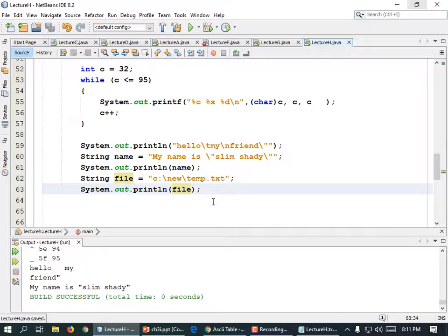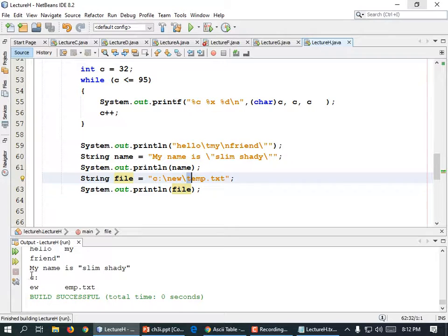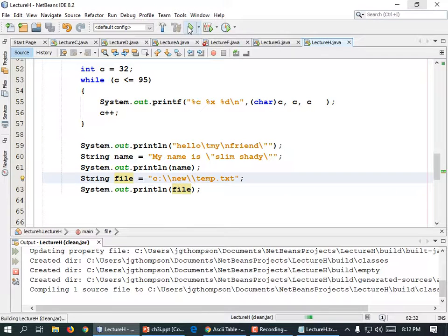It's not going to print what we want. Why? Because that's going to be treated as a new line, and that's going to be treated as a tab. So it did not print out c:\new\temp.txt. Instead it printed all that, which is not what we wanted. But if we put a backslash in front of these backslashes, like that, then it'll work.